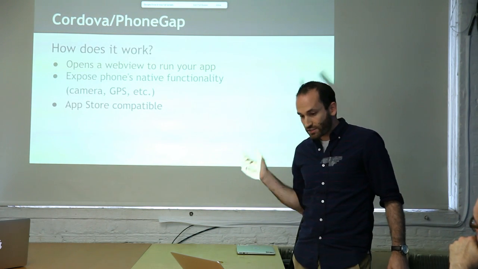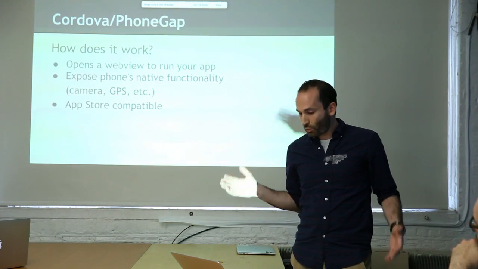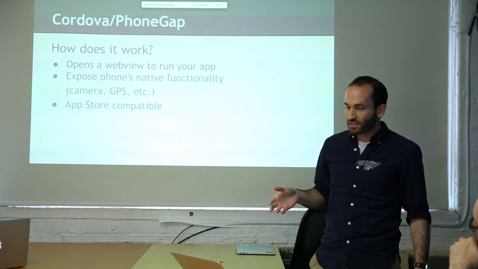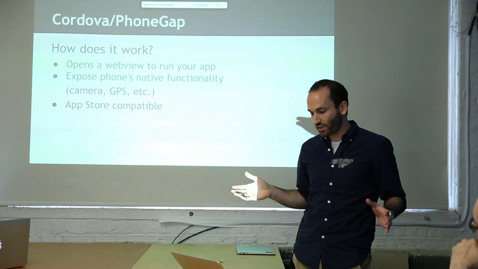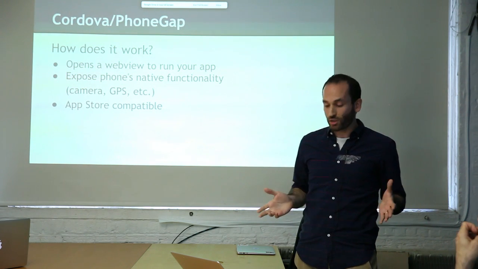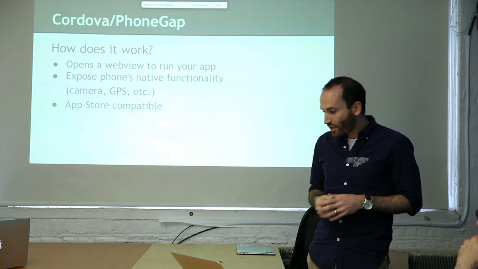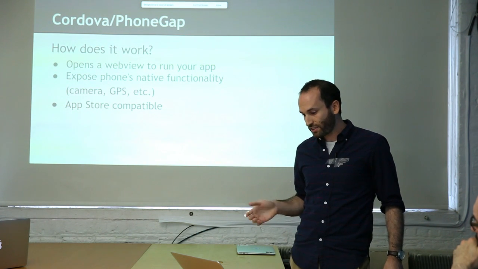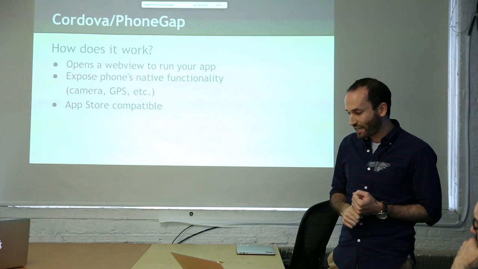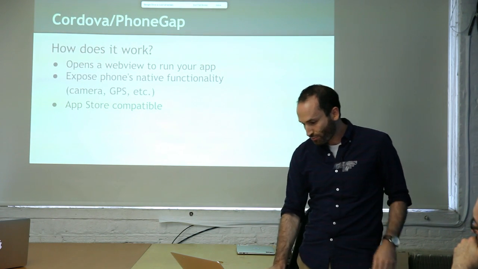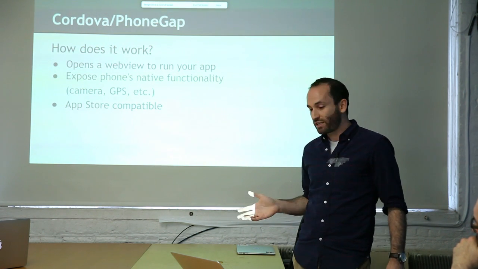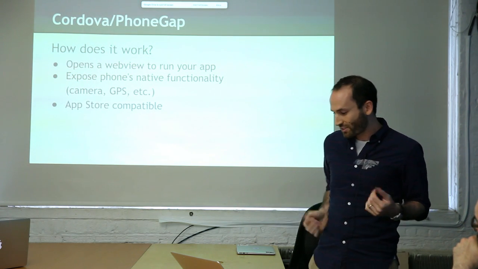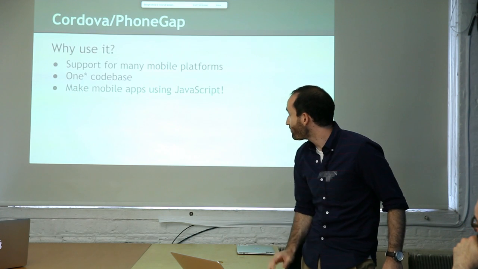How does it work? It's going to open up a web view on the phone. A web view on your mobile device is basically a browser without any of the browser dressing, so no back buttons, no address bar, nothing like that. It just takes up the full screen, so it looks exactly like a native app. PhoneGap also gives you an API to tap into the phone's native functionality, so you can access things like the camera, open contacts, GPS, etc. And then the final output of that is going to be an app that you can put in the App Store or Google Play or whatever the distribution platform is.